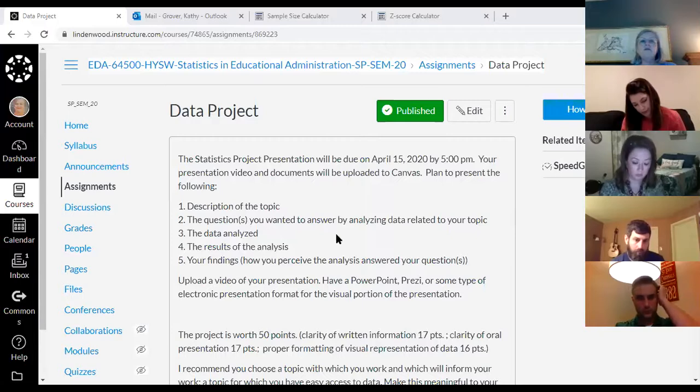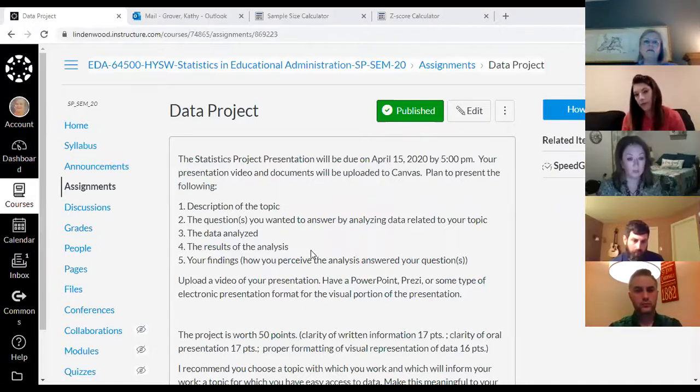And then you're going to describe to us, you're not going to necessarily show us an Excel spreadsheet with your data on it, but tell us what is the data that you wanted to analyze. And you guys know what your data is, so you're going to describe that to the class. And then the results of the analysis.